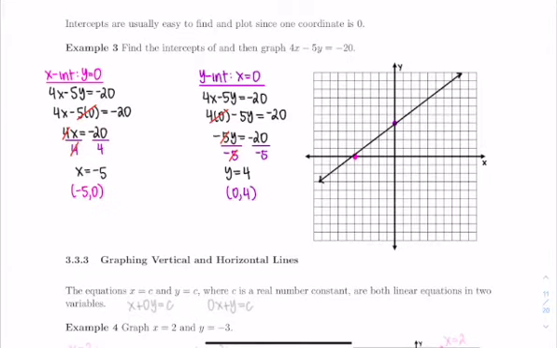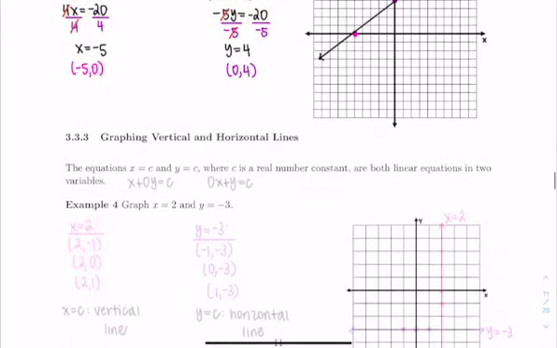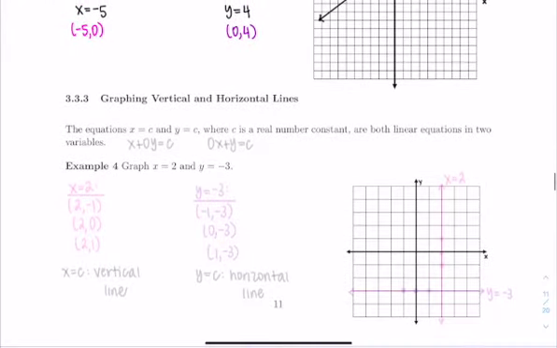What about graphing vertical and horizontal lines? The equations x equals c and y equals c, where c is a real number constant, are both linear equations in 2 variables. Although there's only one variable present, it's still written in 2 variables because we could write this as x plus 0y equals c, or 0x plus y equals c. So there are 2 variables, it's just kind of hidden. We want to graph x equals 2 and y equals negative 3.